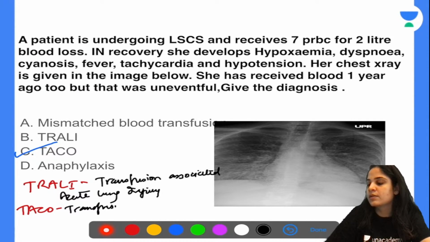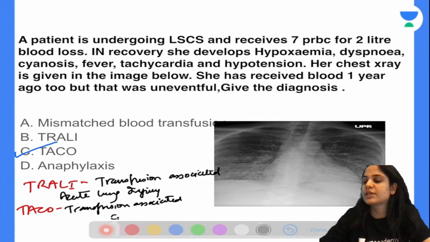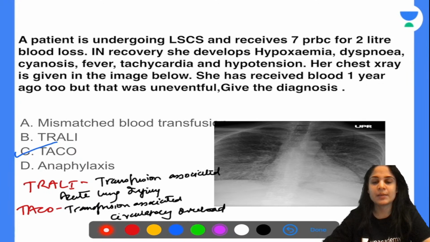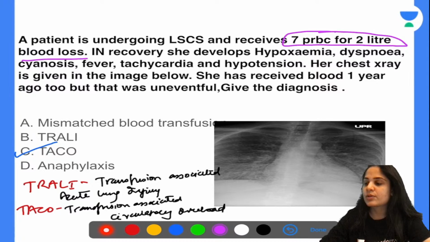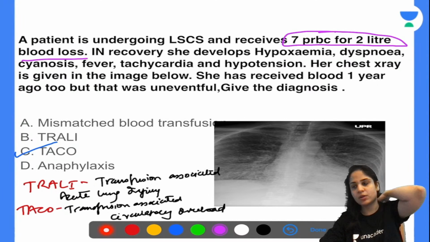Okay, so let's have a look at each and every line of this question. So the patient is undergoing LSCS, receives 7 PRBC for 2 liter blood loss. So this is nearly 1 PRBC will be around 280 to 300 ml. So you have given almost 2 liters of blood to this patient. In recovery, she develops hypoxemia, dyspnea, cyanosis, fever, tachycardia, and hypotension. So something is wrong with the lungs. They are not able to pick up the oxygen.